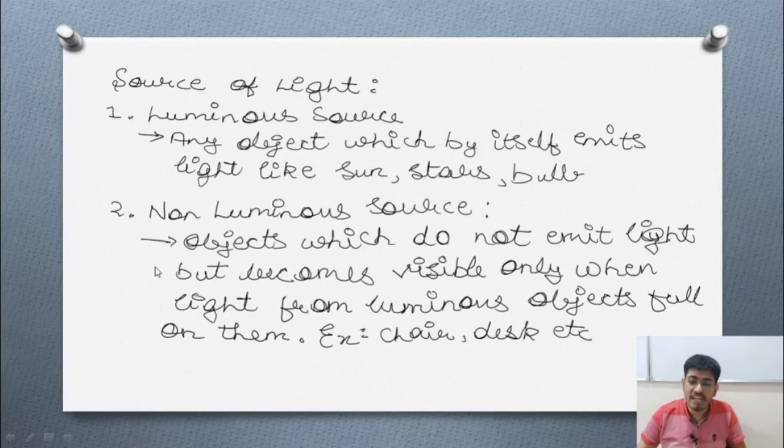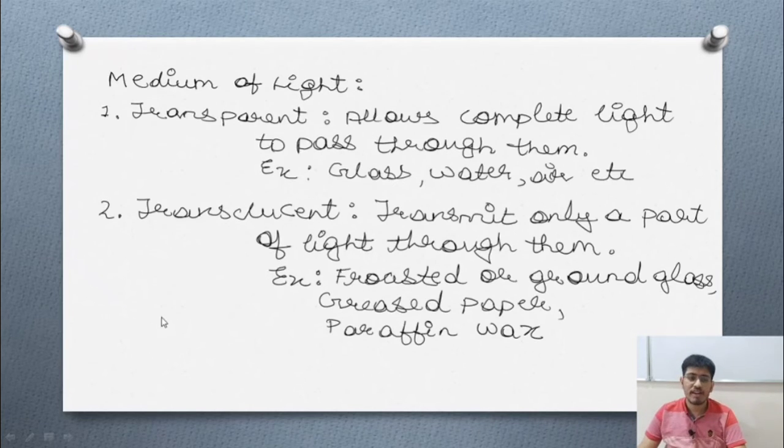Okay, so objects which do not emit light but become visible only when light from luminous objects falls on them are basically known as non-luminous sources of light. For example, chair, desk, this pen box, this tube which is in front of me, this whiteboard which is over there, me myself, I am also a non-luminous source of light. Okay, so all these are non-luminous sources of light. Let us move further. Now we are going to talk about the medium of light.